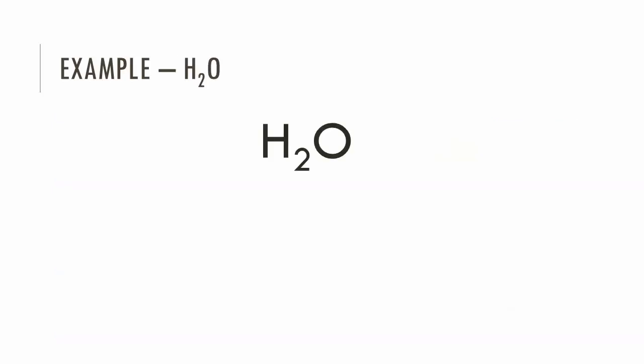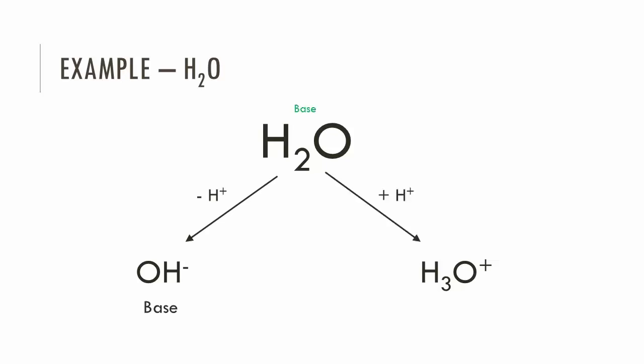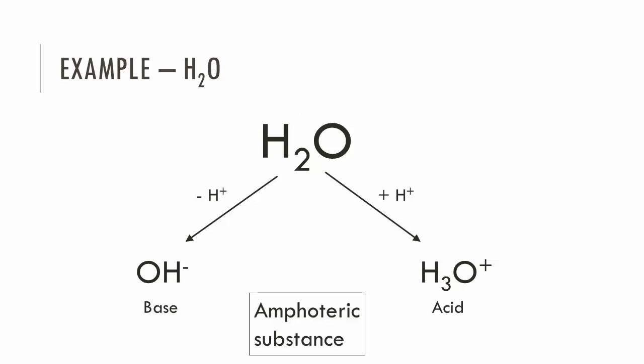Another good example is water. Water is happy in its H2O form, but we know that OH- and H3O+ molecules are common and that water can transform into both of them. Water can act as an acid, where it releases a proton to become OH-, or it can act as a base and gain a proton to form H3O+. This kind of compound that can act as both an acid and a base is called an amphoteric species.